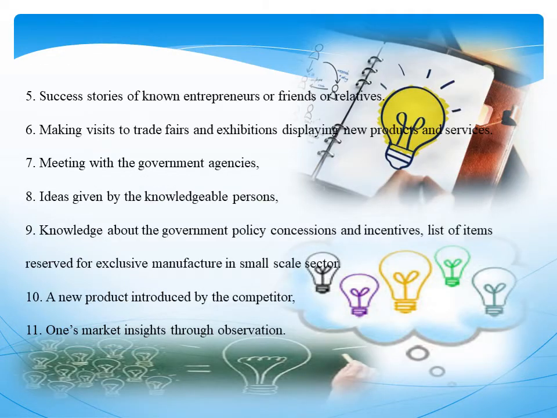Fifth, success stories of known entrepreneurs or friends or relatives. Sixth, making visits to trade fairs and exhibitions displaying new products or services. Seventh, meeting with the government agencies. Eighth, ideas given by the knowledgeable persons. Ninth, knowledge about the government policy, concession and incentives, list of items reserved for exclusive manufacture in small scale sector. 10th, a new product introduced by the competitor. 11th, one's market insights through observation.